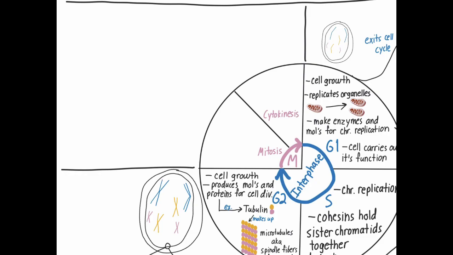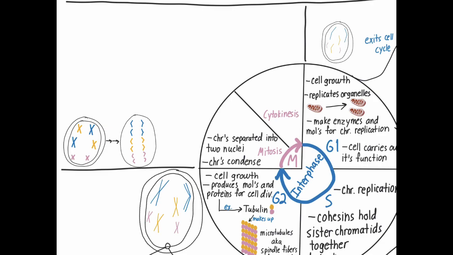After the completion of interphase, the cell enters M phase. M phase has two parts, mitosis and cytokinesis. During mitosis, the chromosomes condense and are separated into two separate nuclei in such a way that each nucleus gets two complete sets of chromosomes. Mitosis itself is divided into several phases, which we'll examine in the video on mitosis.